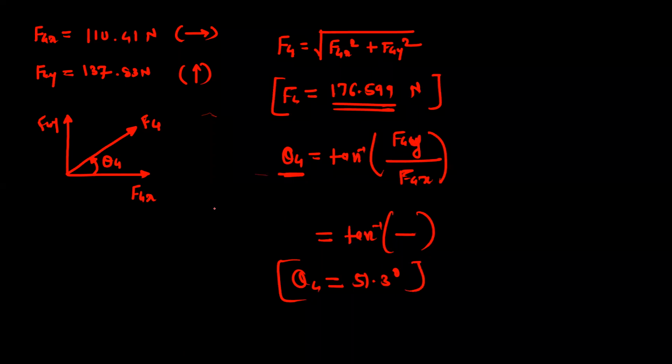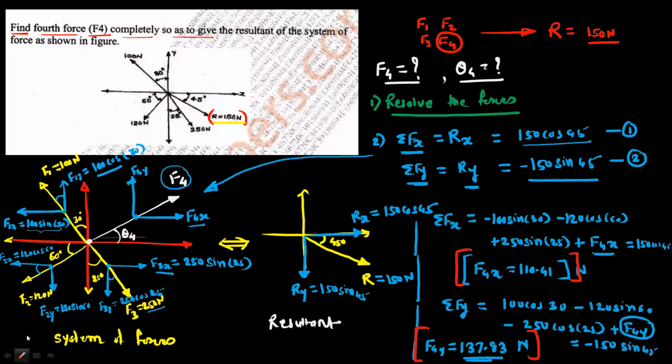Okay, so now you can show the force in the original diagram. So actually, our assumption is correct. We have assumed the force F4 in the first quadrant, and finally, from the calculation, we get the same quadrant. So this is the position of the unknown force F4, and this is the angle theta 4. Okay. So I hope we have understood this problem. If the system of forces is given and one of the forces is unknown, then this is how to find out that unknown force from the given resultant value.